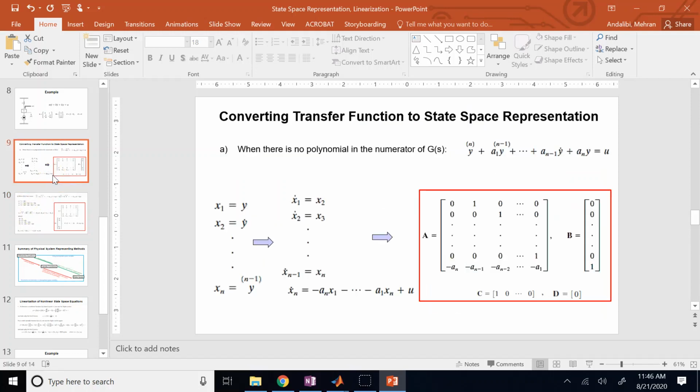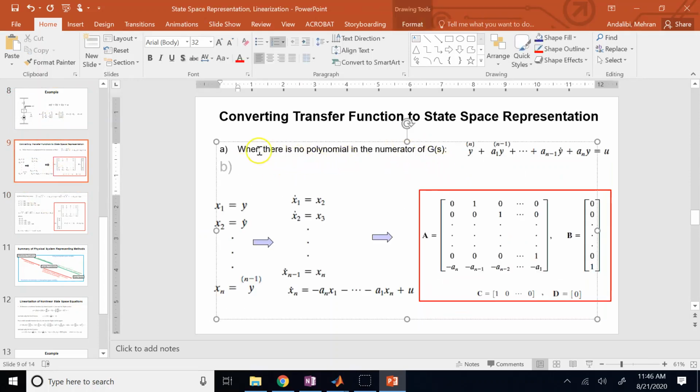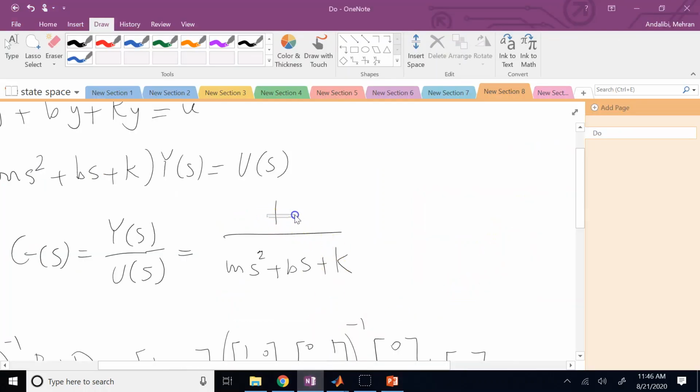So now there are two ways to get the canonicals. There are two scenarios. Scenario one, the transfer function that you have, there is no numerator to that. It's just 1, like this example that we have. There is no linear term or anything in the numerator.